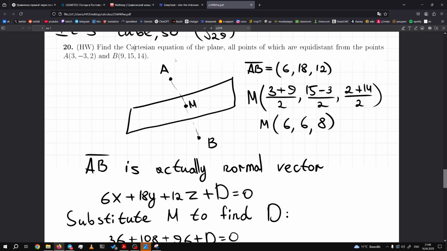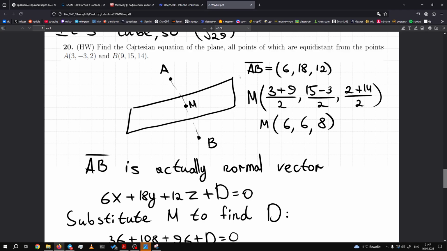Next task, find the Cartesian equation of the plane, all points of which are equidistant from the points A and B. So, when you draw a picture, it's quite easier to understand the whole task. So you have points A and B, and you need to find the Cartesian product of the plane. And look, this plane is equidistant from points A, B. So whenever you take any point, for example, this point, the distance will always be equal.